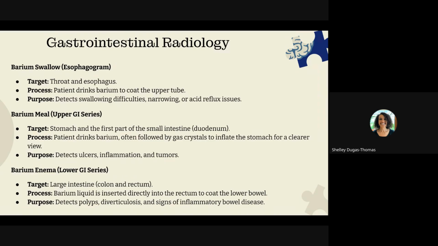Radiology uses contrast dye to map the tract. A barium swallow maps the upper tube, the esophagus. A barium meal evaluates an upper GI series, the stomach or duodenum. A barium enema maps the lower GI series, the colon and rectum.